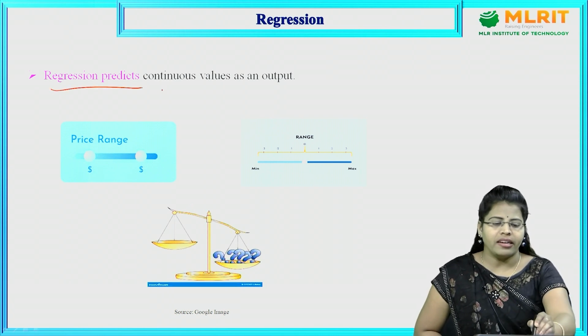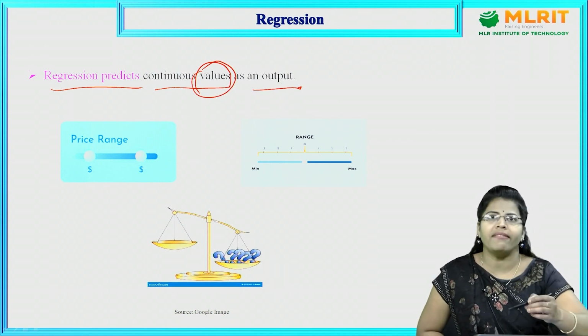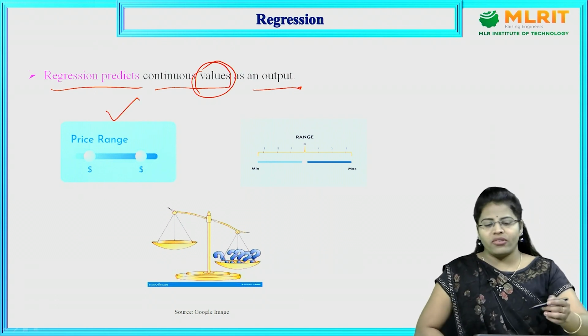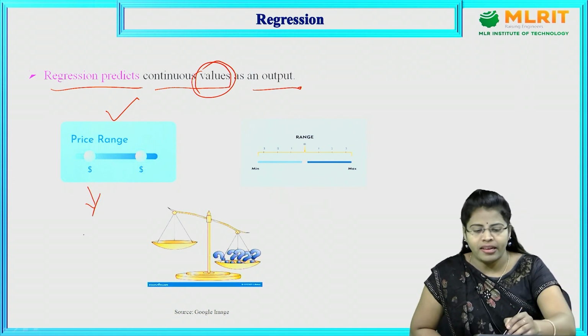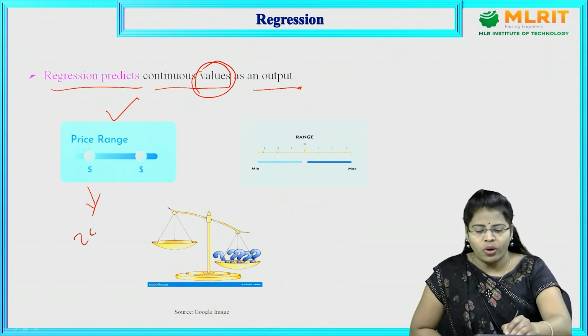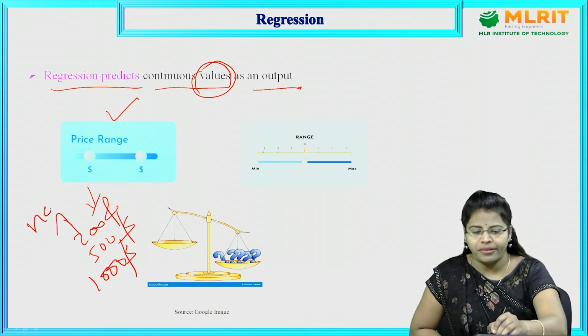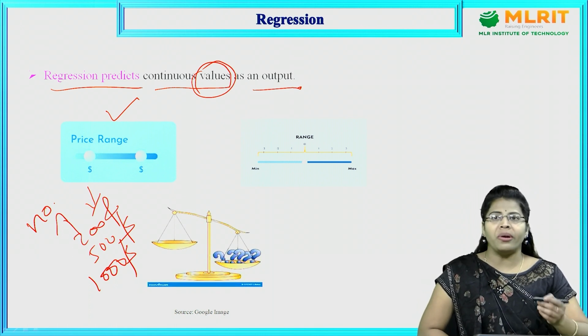Regression predicts continuous values as an output. I already told you the output of a regression will be a value. That means here, the price range. In this image you can see the price range. It is going to predict the price of a particular thing, like $200 or $500 or $1,000. This is a number. Regression works only on numbers. That means the output will be only a number.